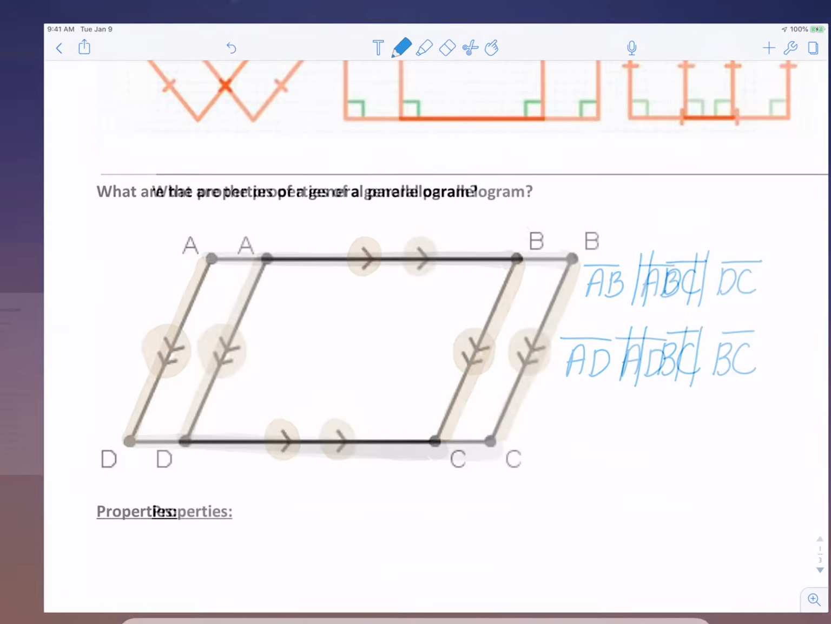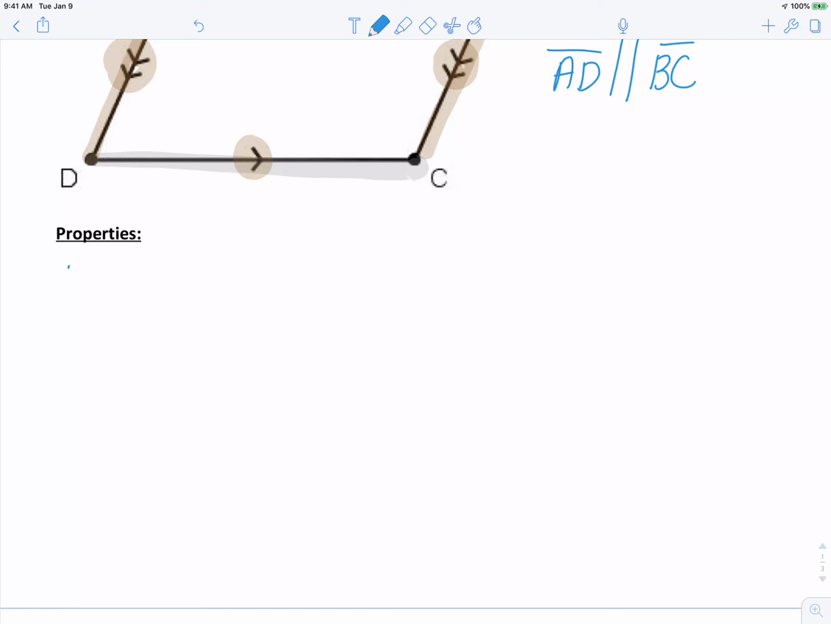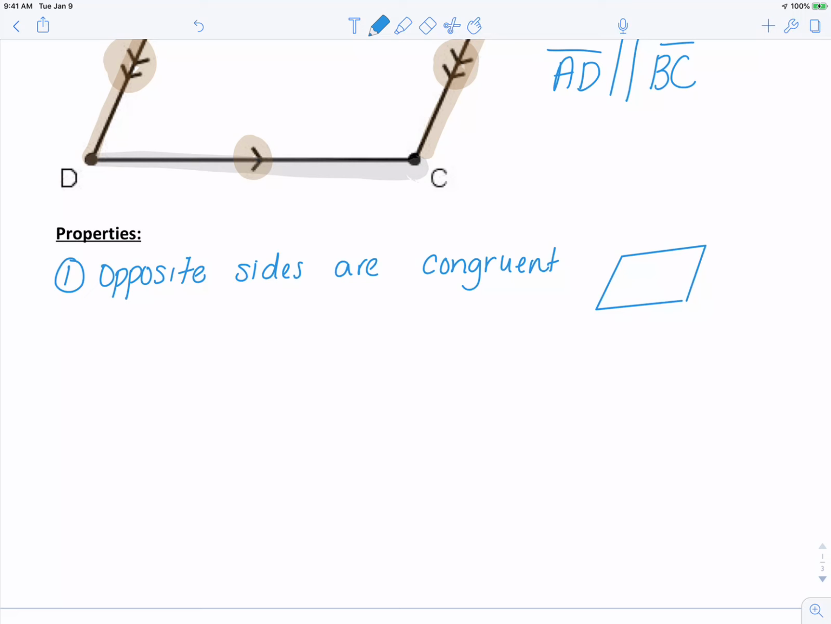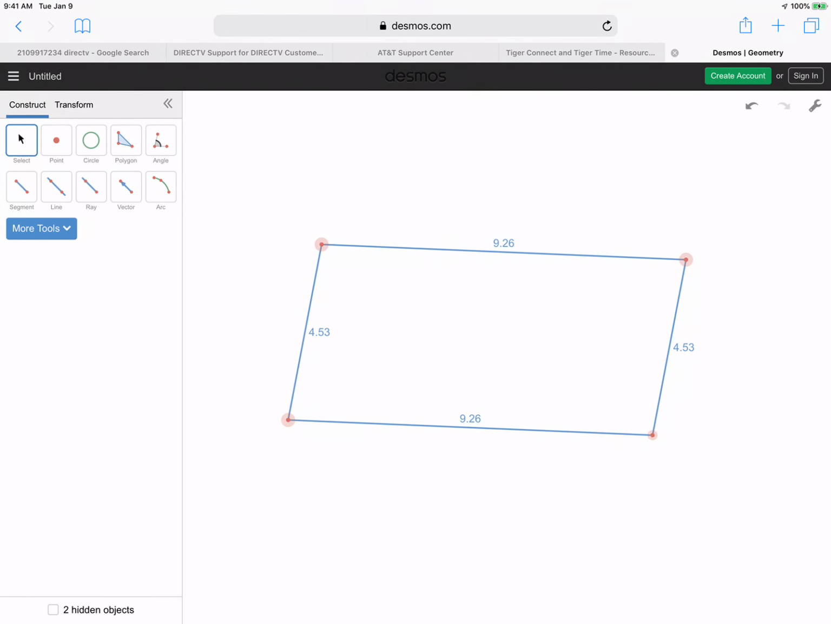So that is the first property that we're going to write down. So the first property is that opposite sides are congruent. So you can draw a little sketch of that. Draw a little parallelogram next to the property. And so opposite sides are congruent. Not saying all four sides are congruent, as we saw in that measurement, just opposite sides are congruent. All right, let's go back to the picture.